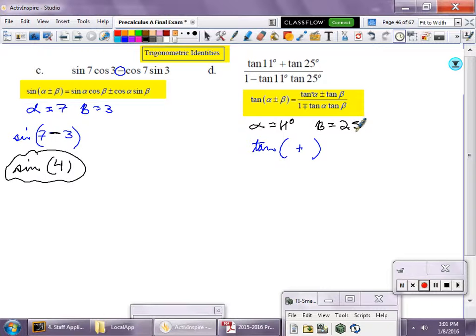Substituting in the order that they're written, 11 plus 25, and if you take your calculator out, you should see that's 36 degrees, and that is the tangent of 36 degrees. And sorry about that drag. This is your answer.